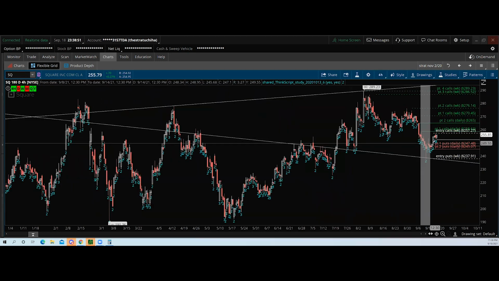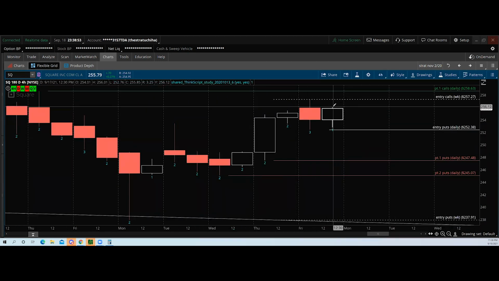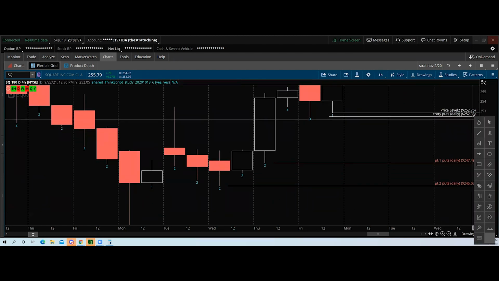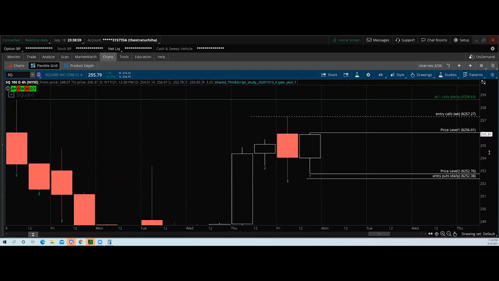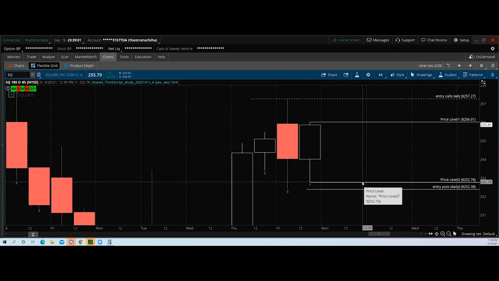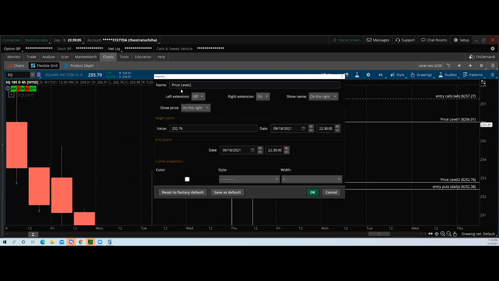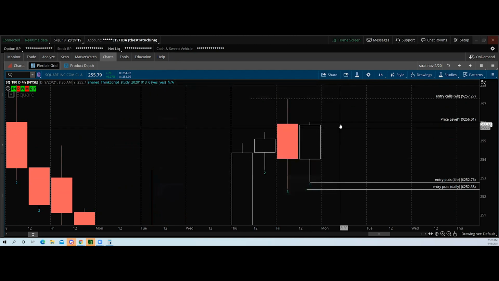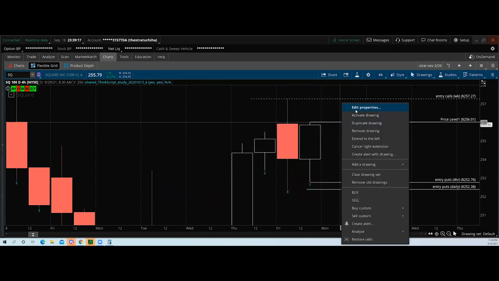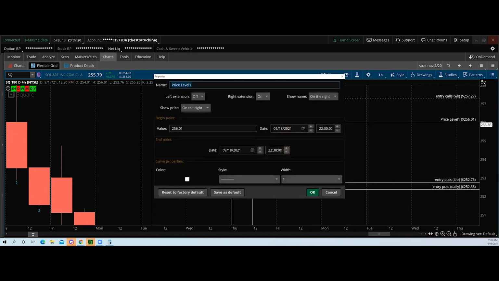Now, if we go down to the 4 hour, you'll see we got an earlier entry for calls and for puts. Our earlier entry for puts is going to be 252.76. And then your entry for calls on the 4 hour is going to be 256.07.